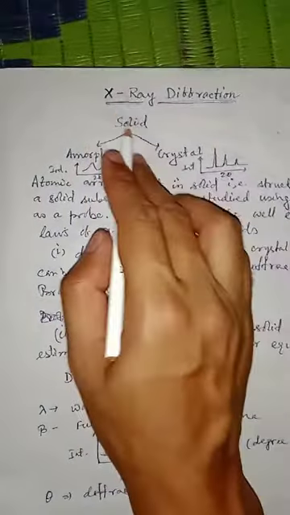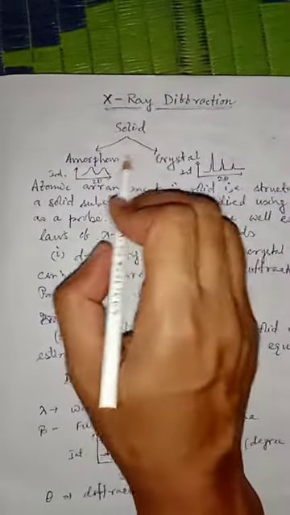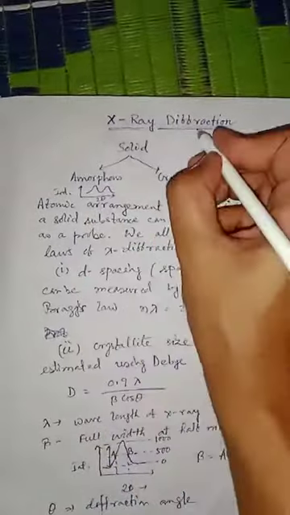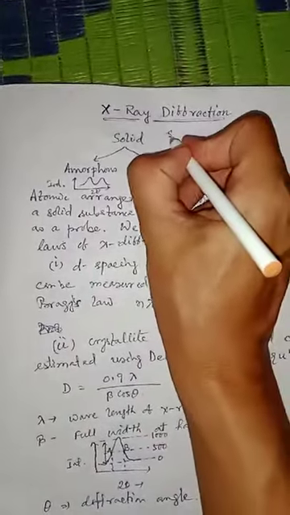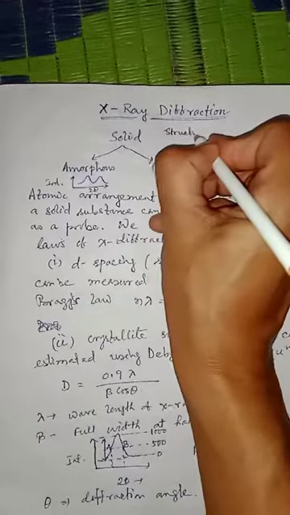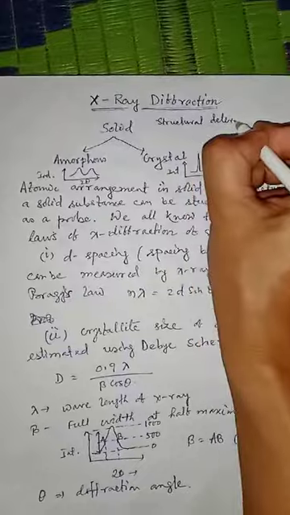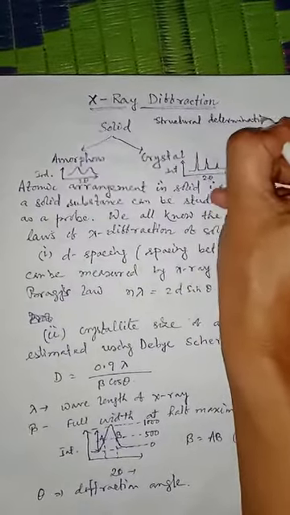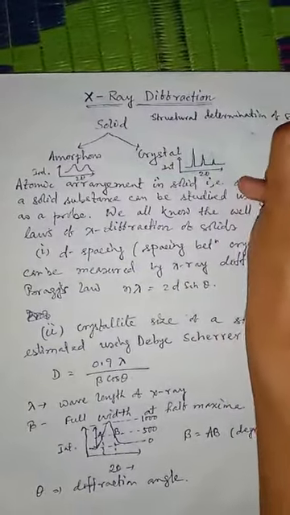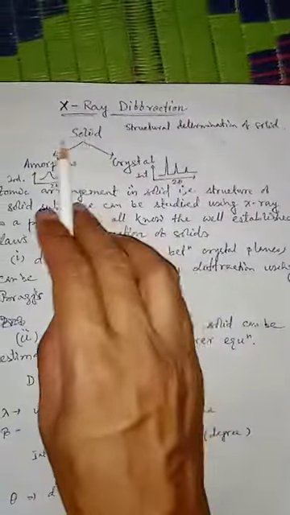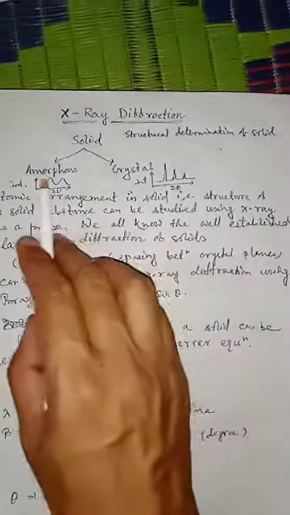So what does it tell? The X-ray diffraction of a solid tells about the structure of a solid. So what is it that it tells? Structural determination of solid. It will inform us about the unit cell and the atomic arrangement in the solid.